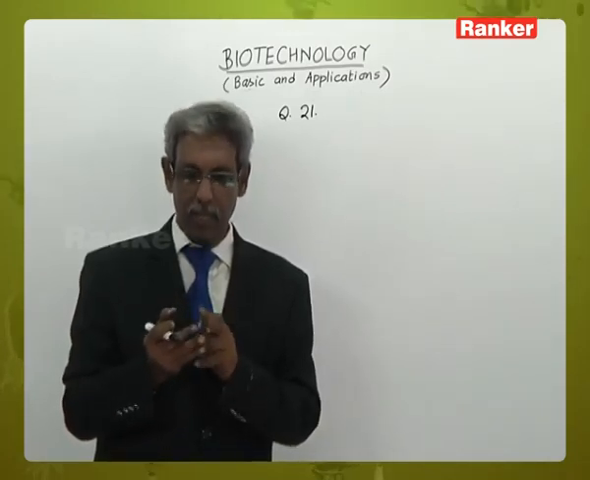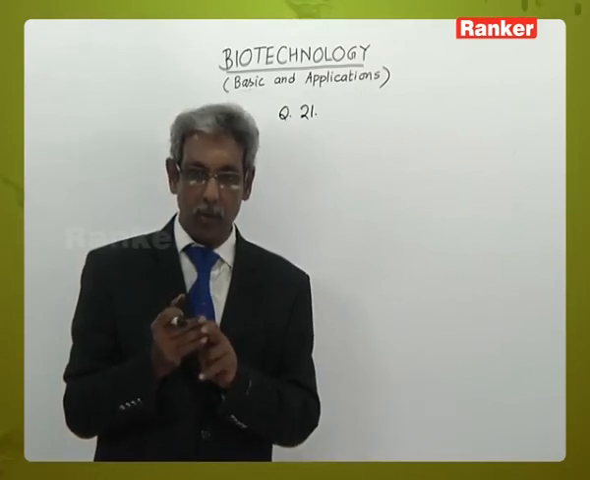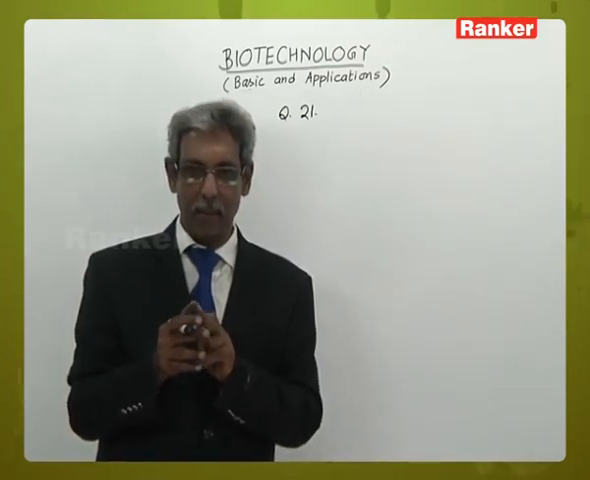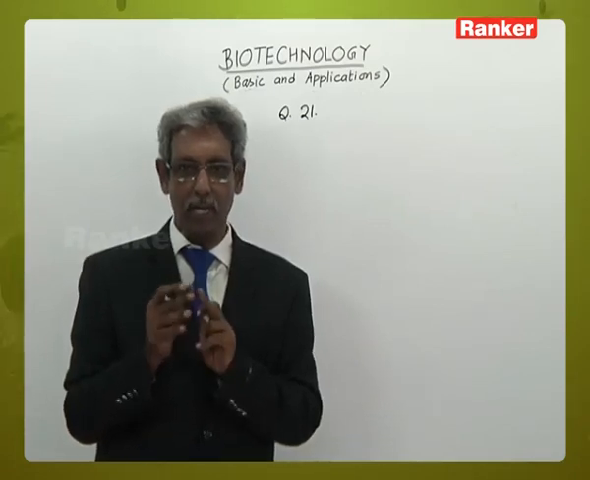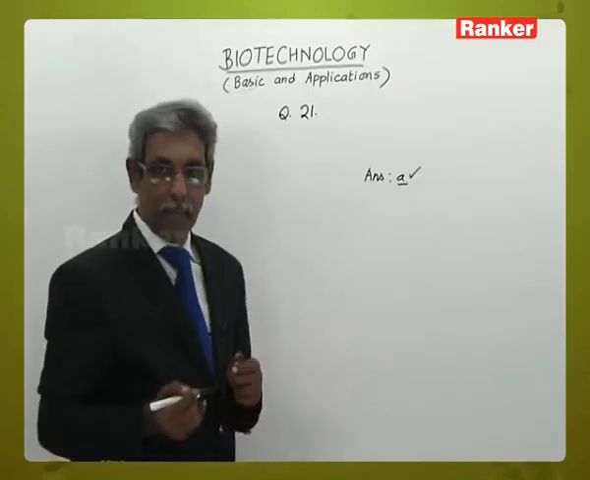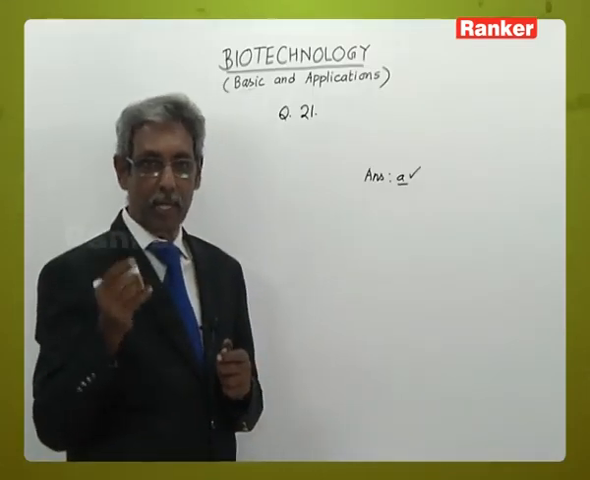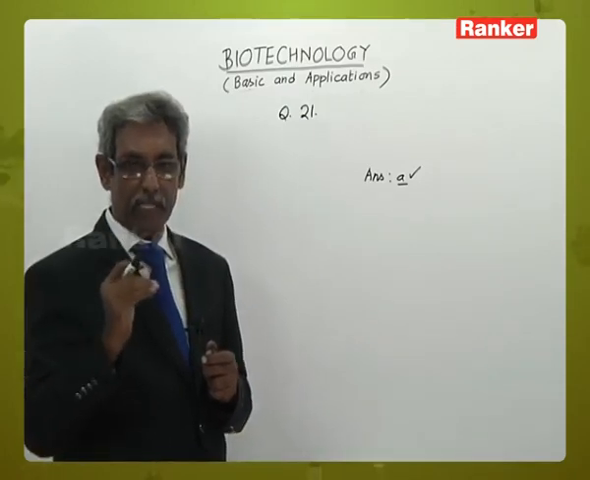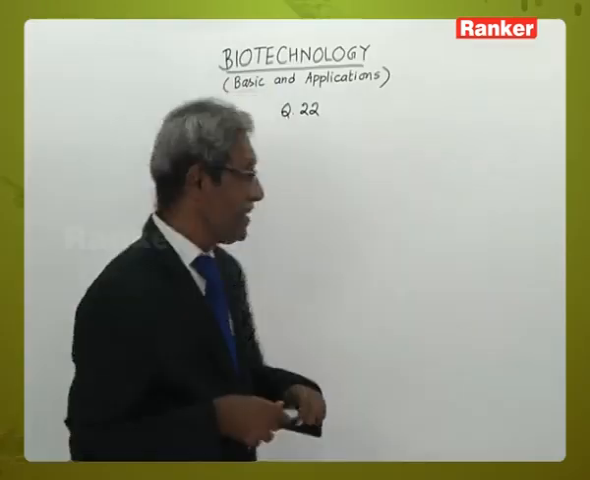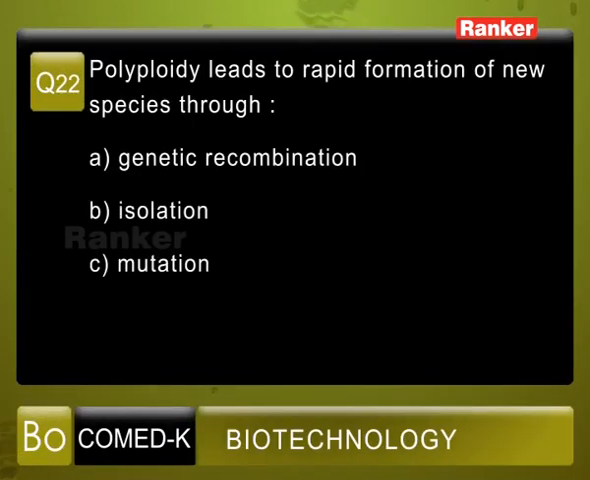Genetic variation, the basis is crossing over. For crossing over, we need to cross two plants. Crossing two plants is termed as hybridization. Prior to hybridization, we need to do selection. Hence, the answer is A, which states that both selection and hybridization are two important prerequisites for the development of new varieties of plants. Question number 22 deals with polyploidy.